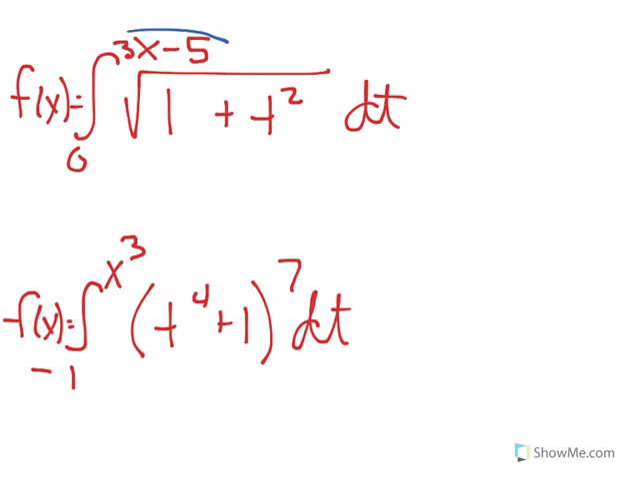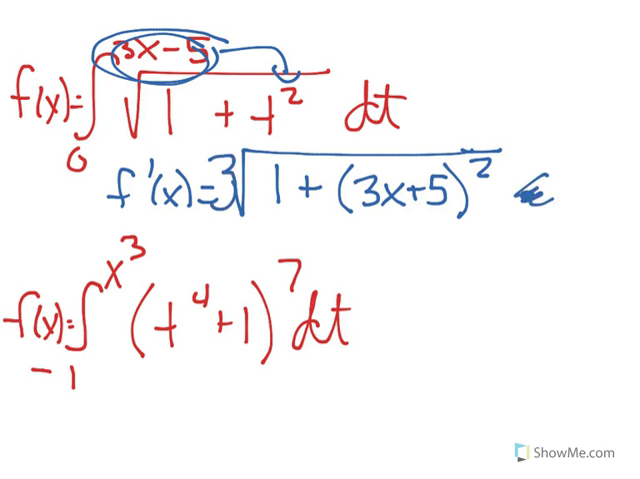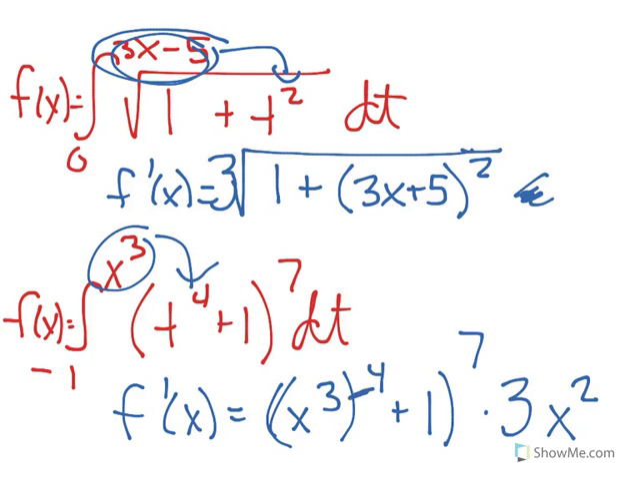For the next function, same thing, we're going to drop this in for t. So f prime of x equals, and use parentheses, 1 plus parentheses 3x plus 5 squared times the derivative of this inside function, which is 3. I'm going to write the 3 out over here. For the next function, f prime of x equals parentheses x to the 3rd to the 4th plus 1 to the 7th times the derivative of that top function, 3x squared. I could simplify this to x to the 7th, but I'm not going to.